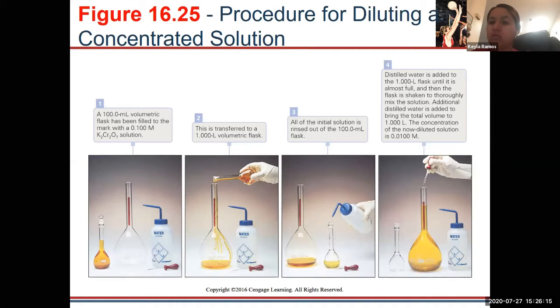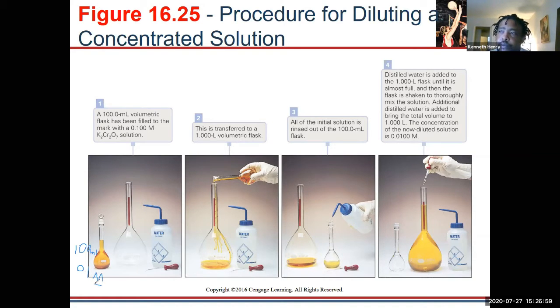Okay. So the process of diluting a solution: we have whatever we want to dilute, so this is our stock solution. In this case, this is 0.1 molar potassium chromate solution. And if we're going to dilute this down, we're taking 100 mils of a 0.1 molar.